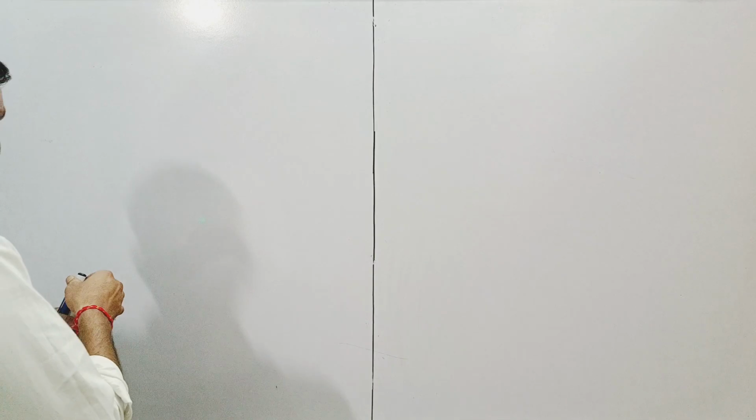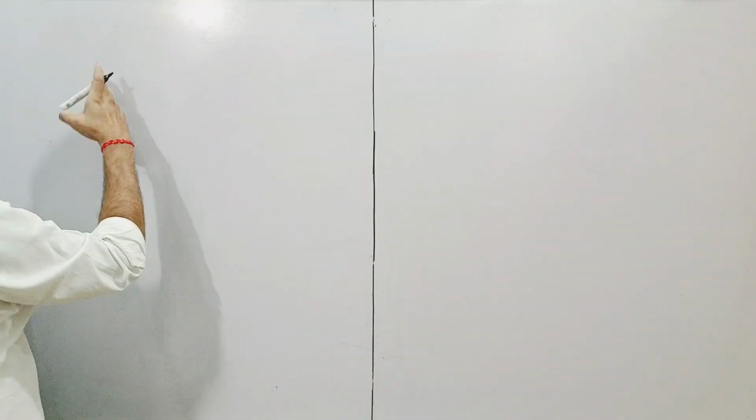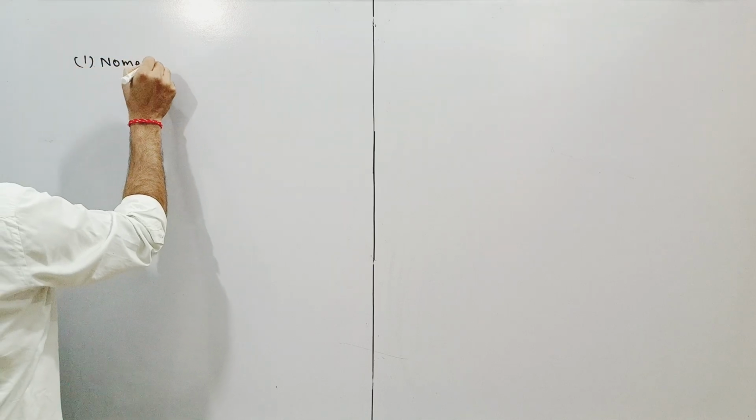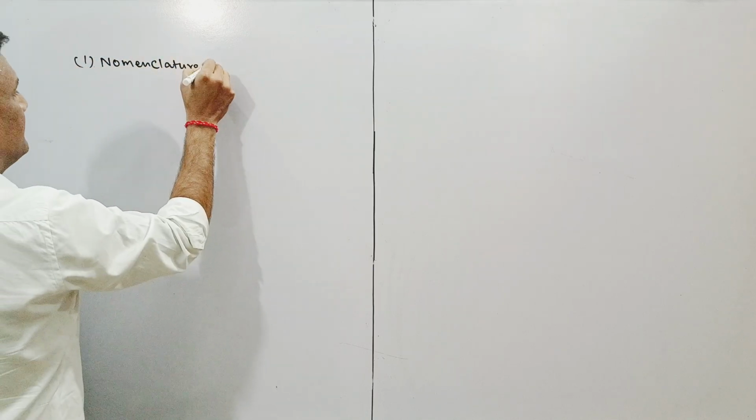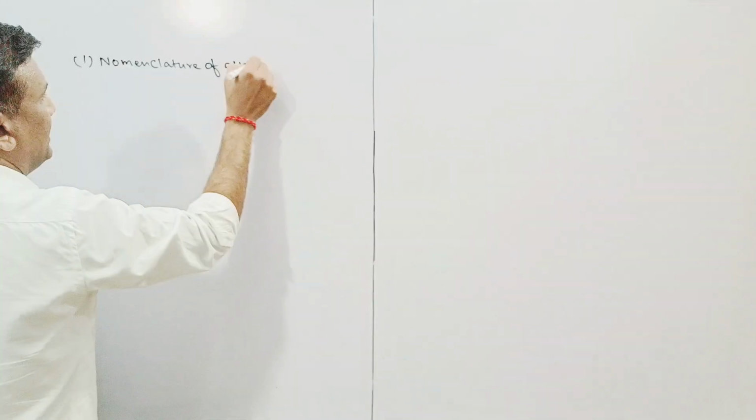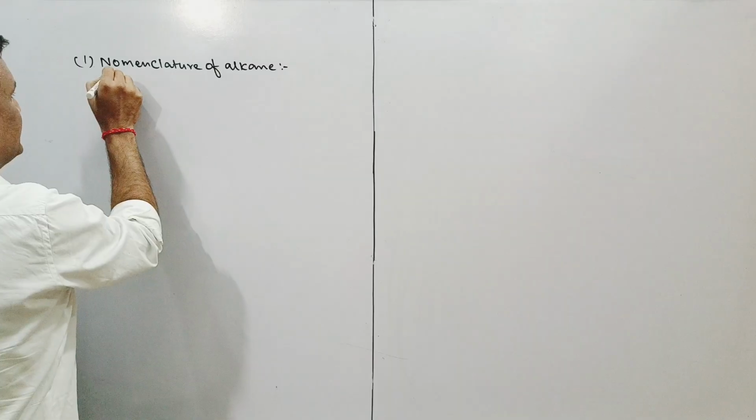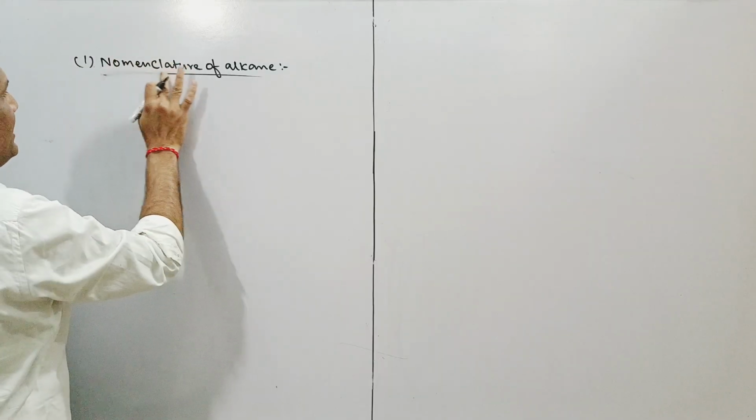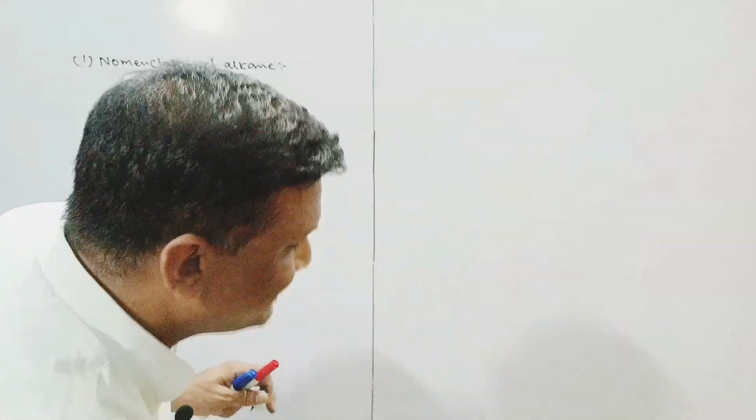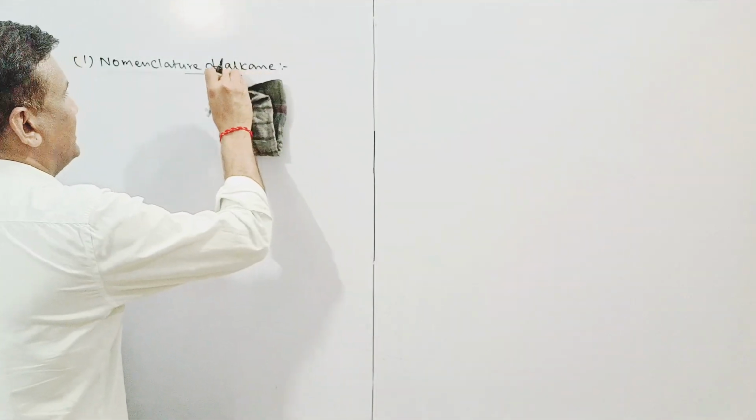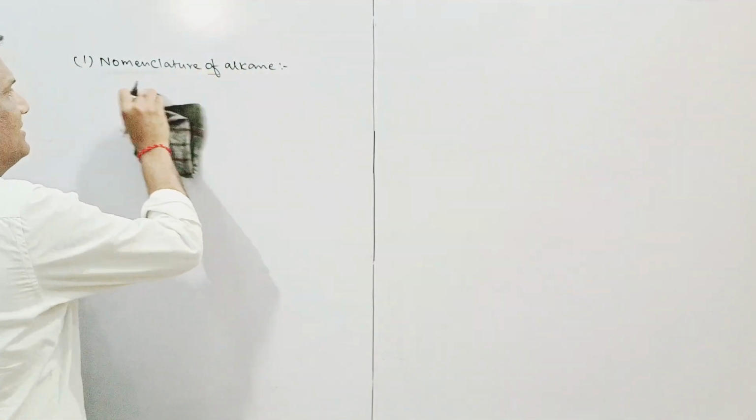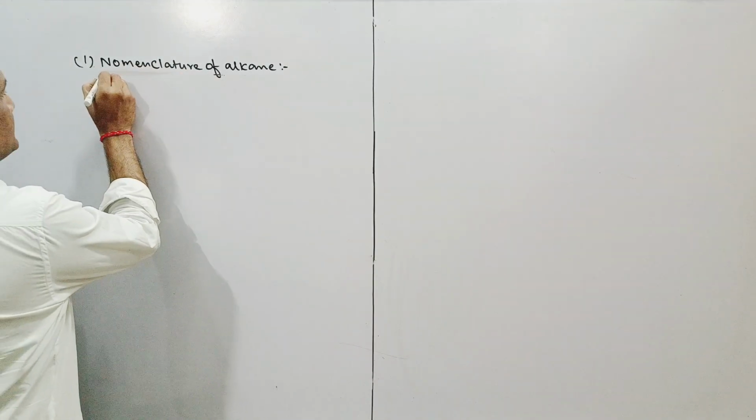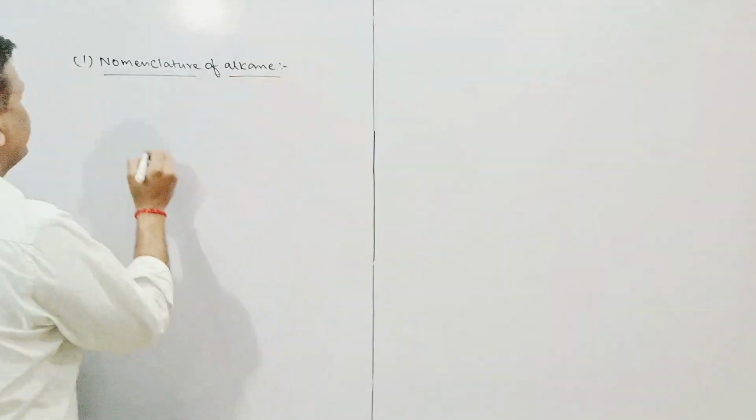So this is the first system: nomenclature of alkane. If you go with the nomenclature of alkane, then these are hydrocarbons, meaning alkanes are hydrocarbons which exist with only single bonds between carbon and carbon. So this is the nomenclature of alkane.